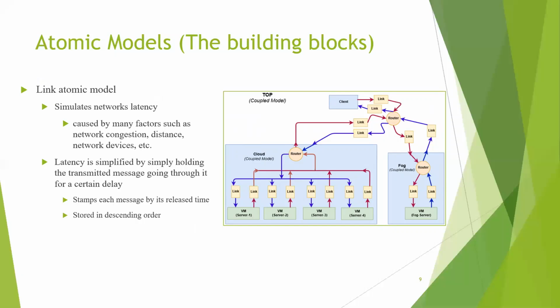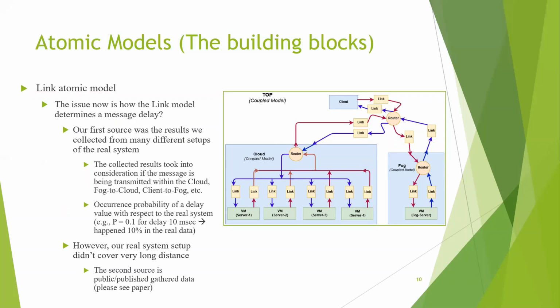The link atomic model simulates network latency. Latency can be caused by many factors like network congestion, distance, network devices, etc. In our model, latency is simplified by simply holding the transmitted message going through it for a certain delay. So if an incoming message arrives and we need to delay it, for example, for 10 milliseconds, we stamp it with a release time 10 milliseconds from now. All of those events are stored in descending order and released at each simulation step as required.